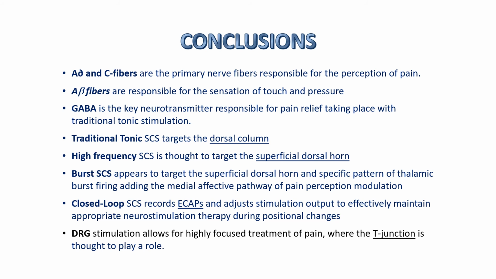Traditional tonic spinal cord stimulation targets the dorsal column, and it is thought that high frequency targets the superficial dorsal horn, as well as burst, and specific patterns of thalamic burst firing add to the additional medial affective pathway of pain perception modulation in burst spinal cord stimulation.